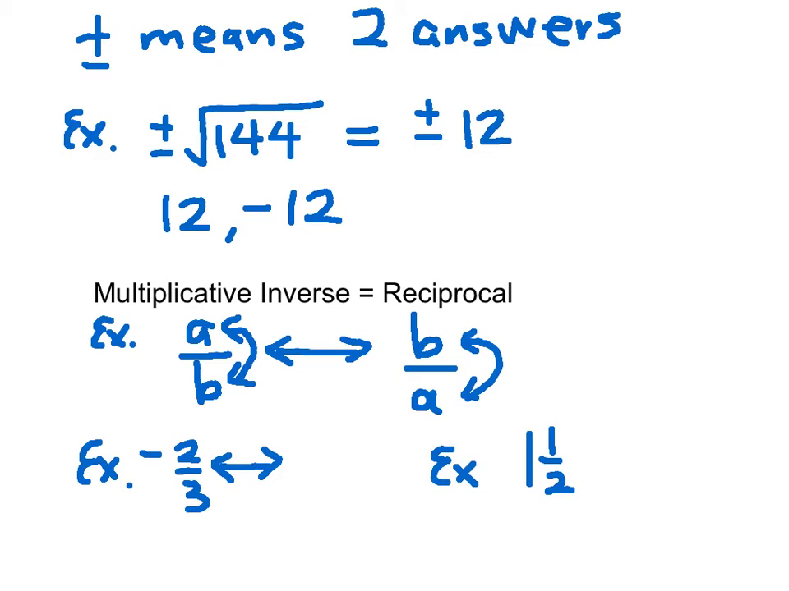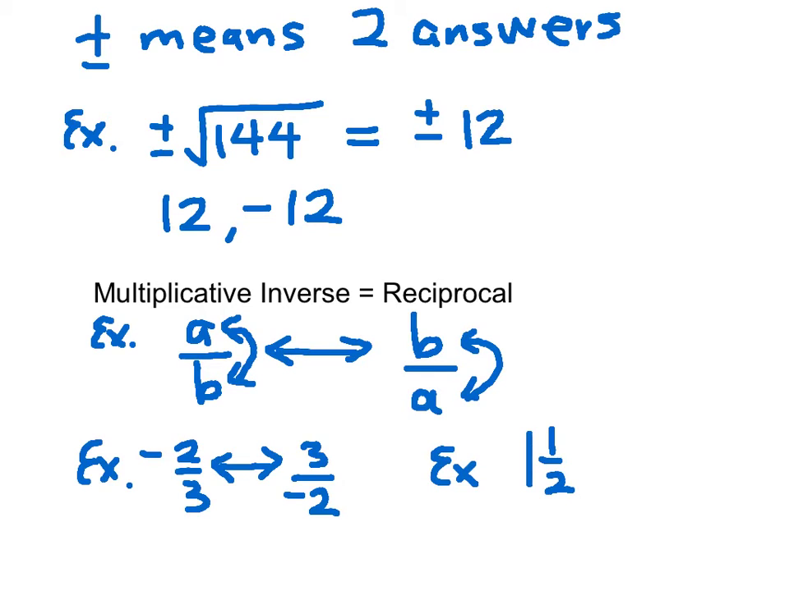Yes, you probably guessed right. It's 3 over negative 2. And I'll tell you a little secret. That negative, it floats. So it can sit in front of the 2, it can sit in front of the negative, in front of the 3, or it can sit in front of that fraction bar.